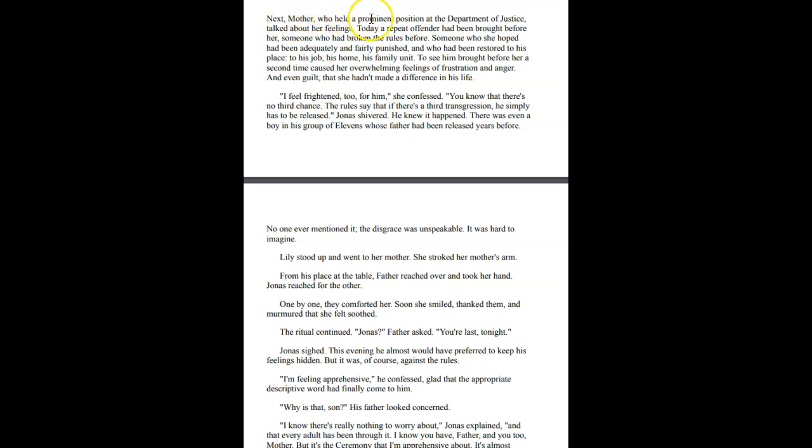Next, mother, who held a prominent, meaning important, position at the Department of Justice, talked about her feelings. Today, a repeat offender had been brought before her, someone who had broken the rules before, someone who she hoped had been adequately and fairly punished, and who had been restored to his place, to his job, his home, his family unit. To see him brought before her a second time caused her overwhelming feelings of frustration and anger, and even guilt that she hadn't made a difference in his life.